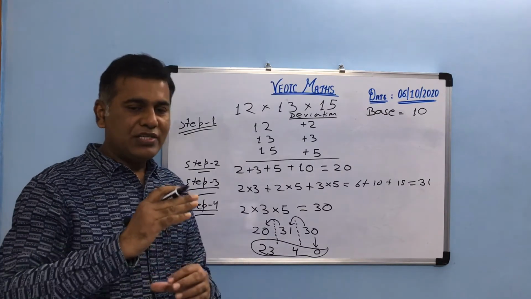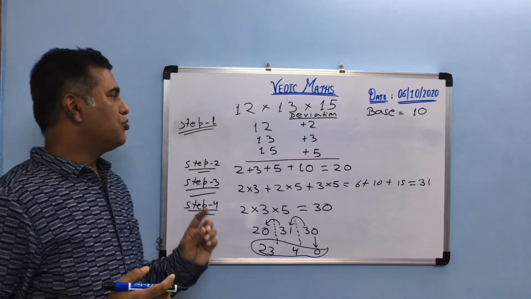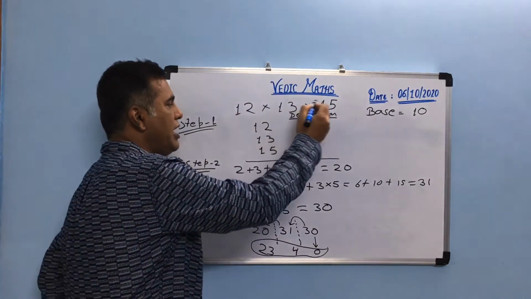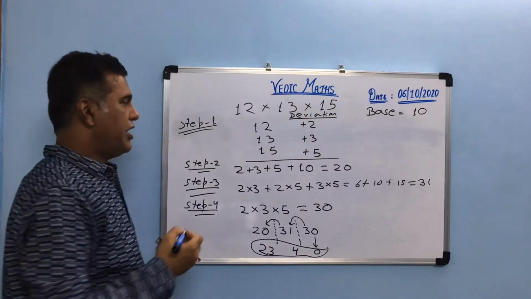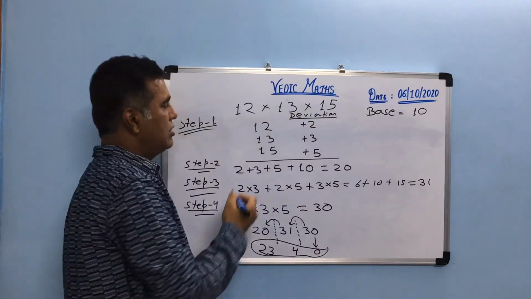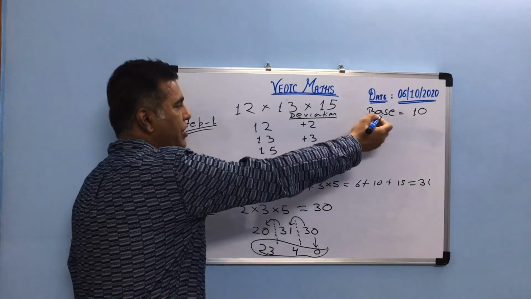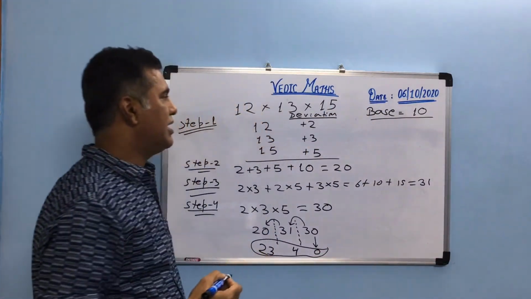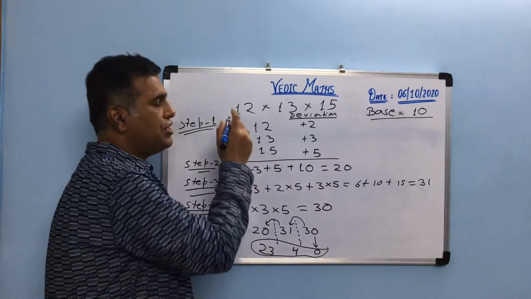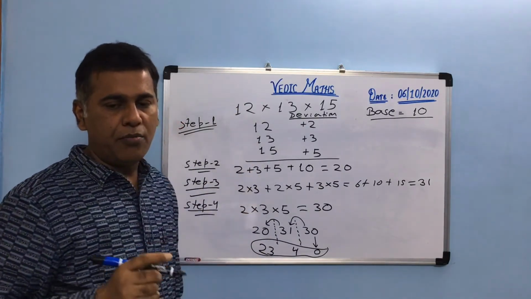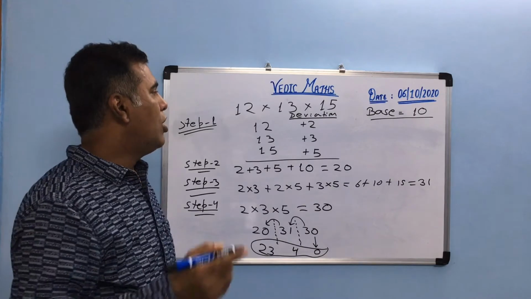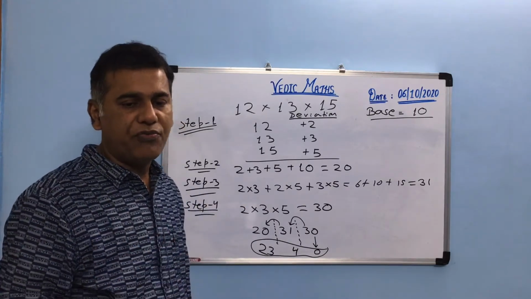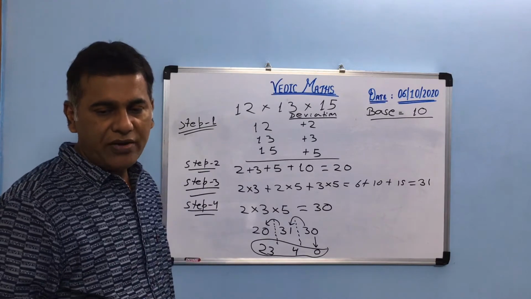Okay, so once again I am explaining. Suppose we have to multiply 3 numbers: 12, 13 and 15. 12 is 2 more, 13 is 3 more, and we have to take a working base. Here the working base we have taken is 10. This method is only applicable if the numbers are nearer to 10, or nearer to 100, or nearer to 1000, or nearer to 50 or nearer to 500.